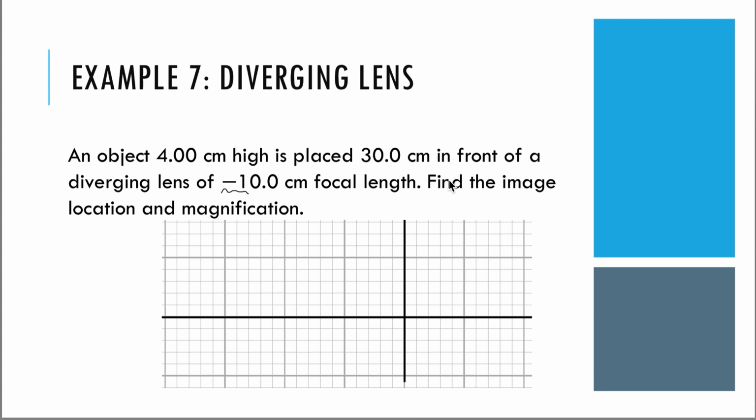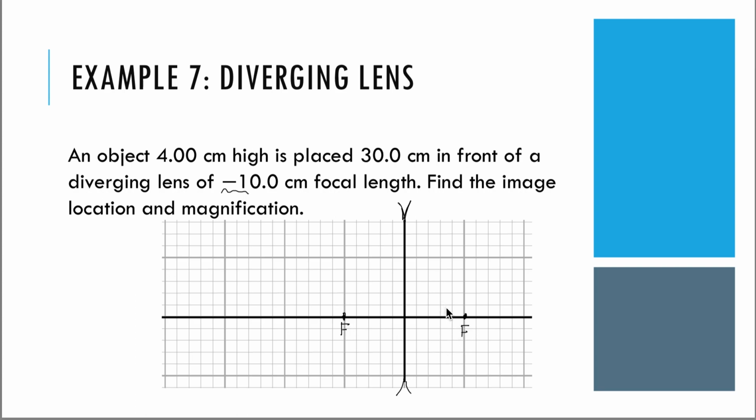So the first thing we're going to do is draw the lens. I already have the vertical line here. Since it's diverging, I like to use this kind of notation for diverging. You can imagine that this was filled in like this and it looked like a diverging lens. And then the next thing we're going to do is draw our focal points on either side. So 10 centimeters focal length, I'm going to use one of these squares representing 10 centimeters. That's going to be the F on both sides.